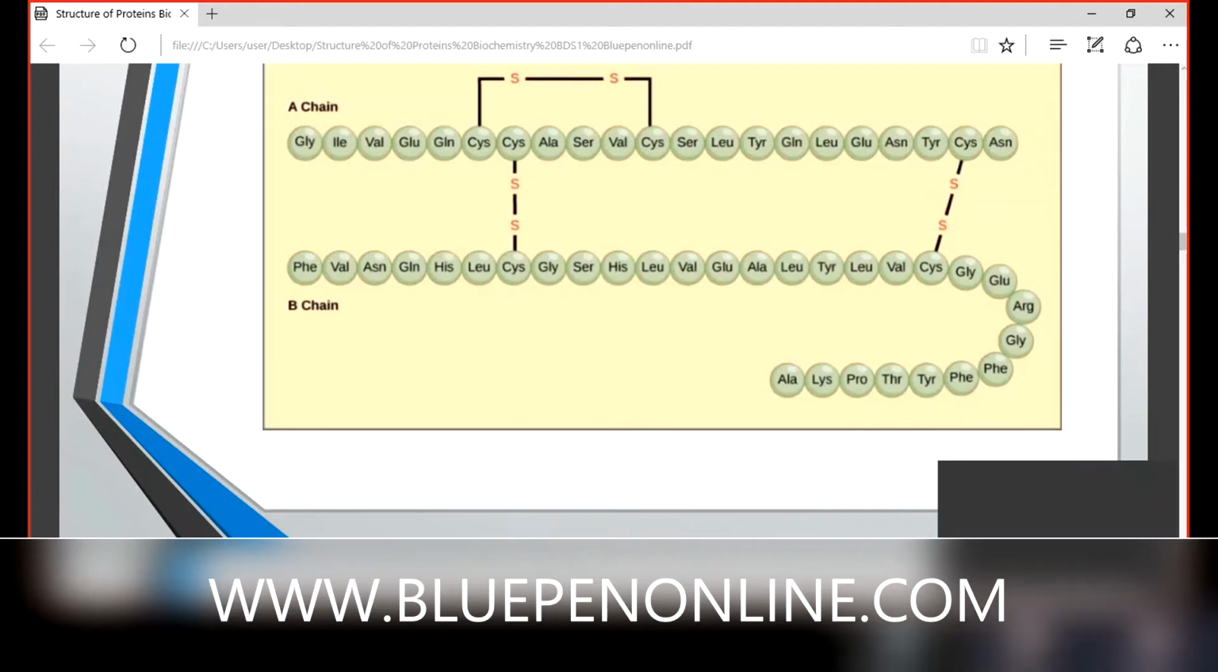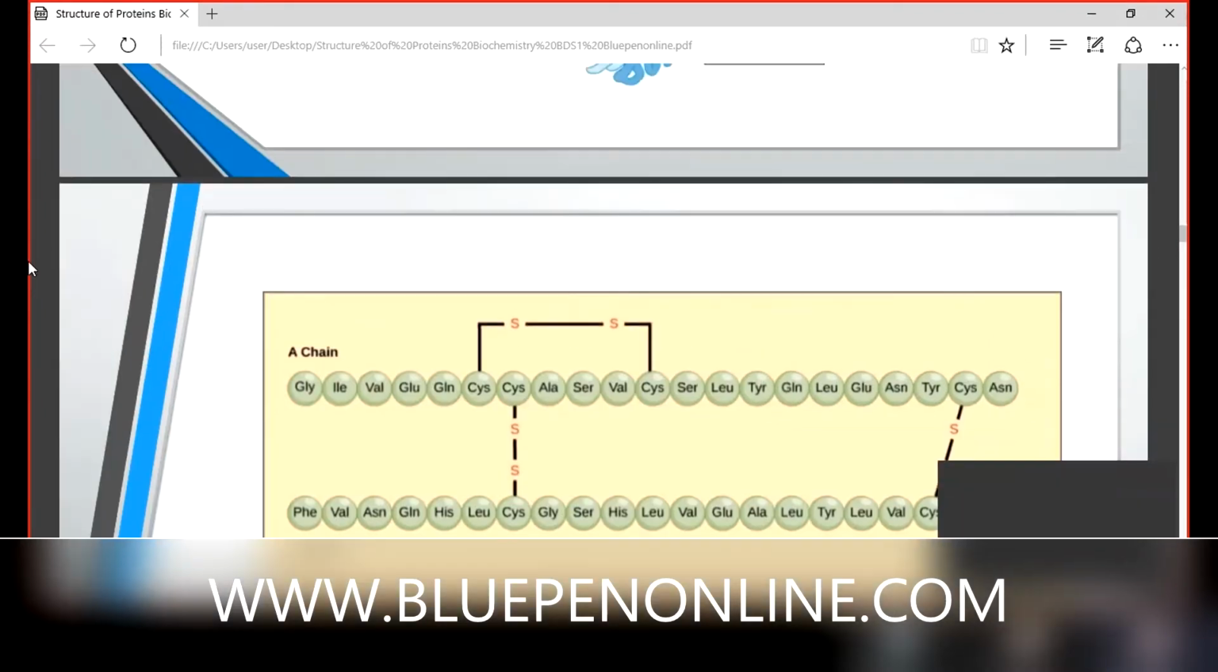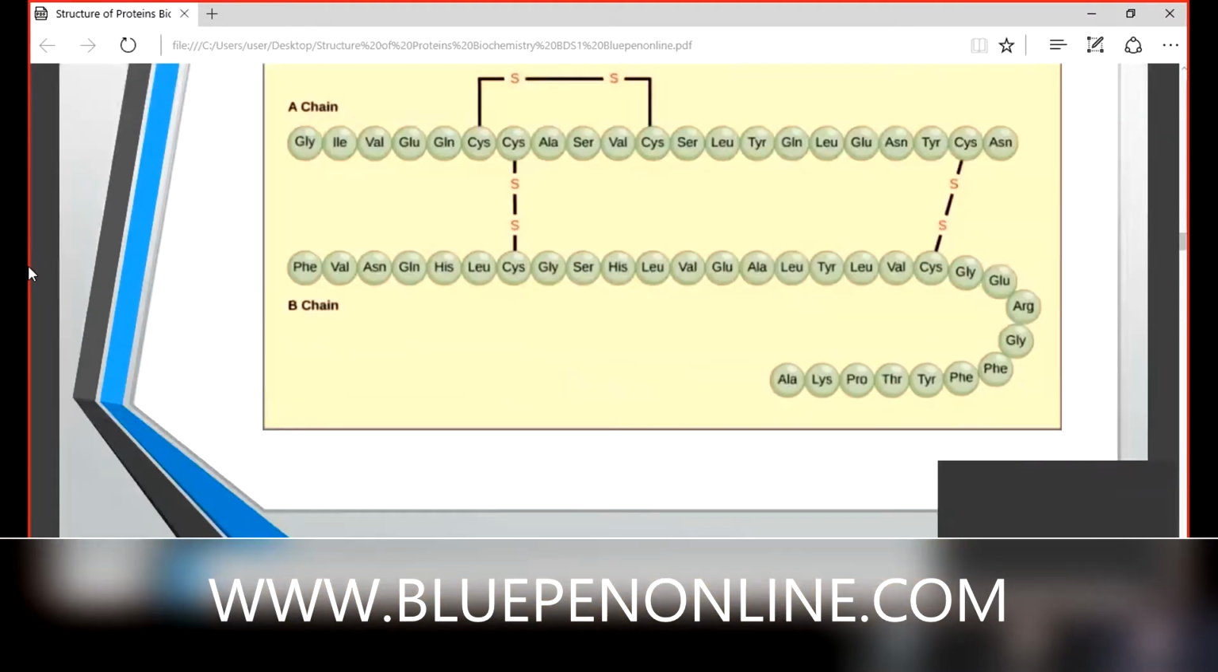What is meant by interchain disulfide linkage? Between the A chain and the B chain, in between the chains. What is meant by intra-chain disulfide linkage? Within the chain, between the same chain. This insulin structure is an example of our primary structure.